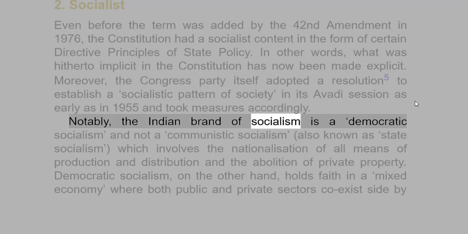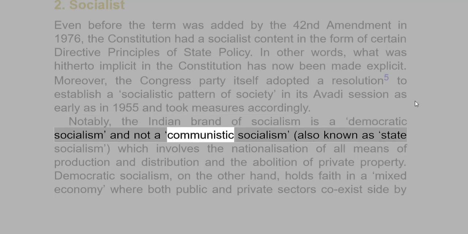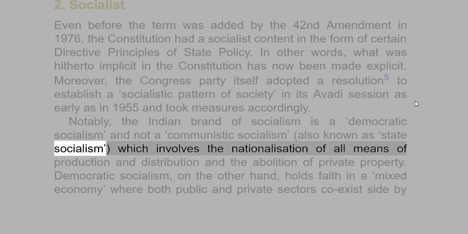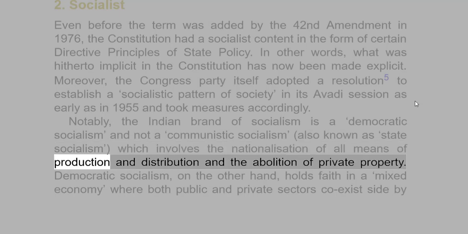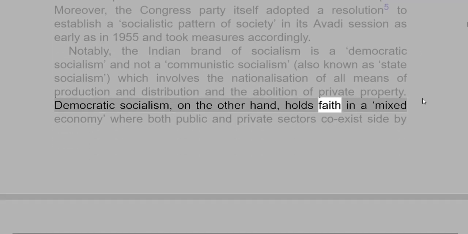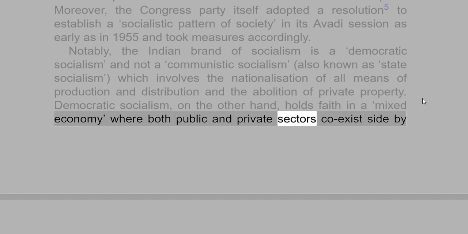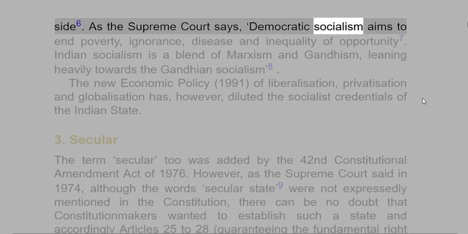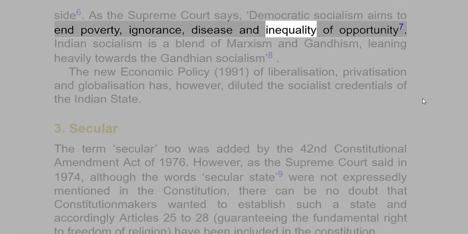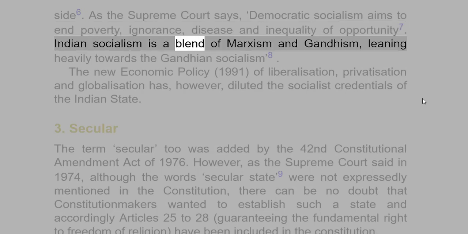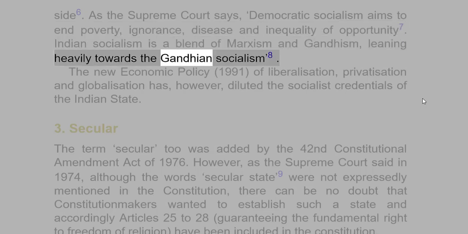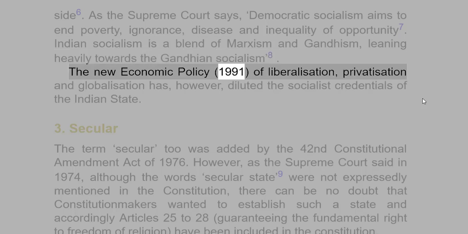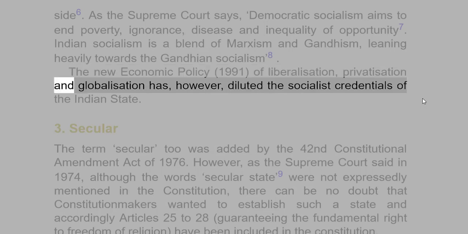Notably, the Indian brand of socialism is a democratic socialism and not a communistic socialism, also known as state socialism, which involves the nationalization of all means of production and distribution and the abolition of private property. Democratic socialism, on the other hand, holds faith in a mixed economy, where both public and private sectors coexist side by side. As the Supreme Court says, democratic socialism aims to end poverty, ignorance, disease and inequality of opportunity. Indian socialism is a blend of Marxism and Gandhism, leaning heavily towards Gandhian socialism. The new economic policy of 1991, of liberalization, privatization and globalization, has, however, diluted the socialist credentials of the Indian state.